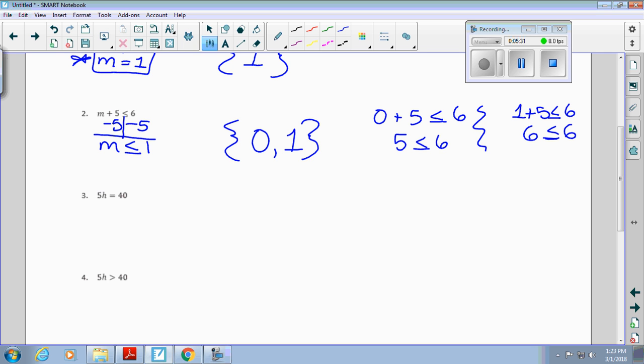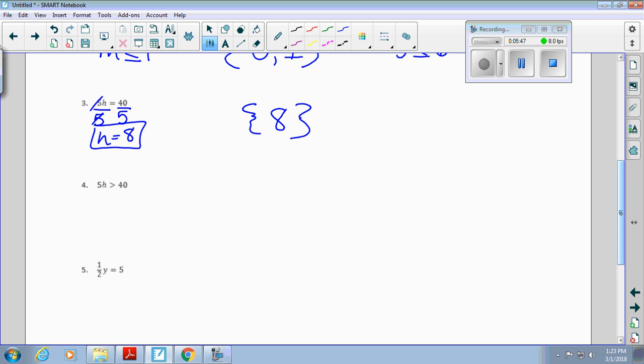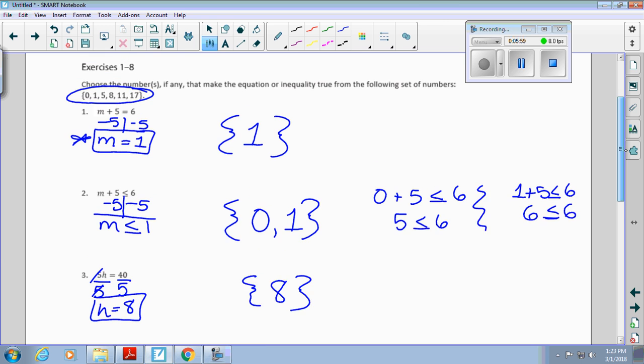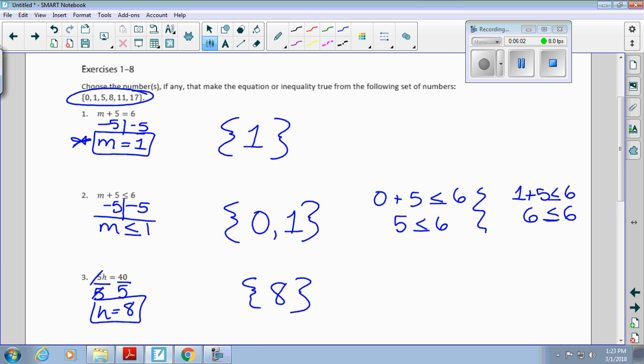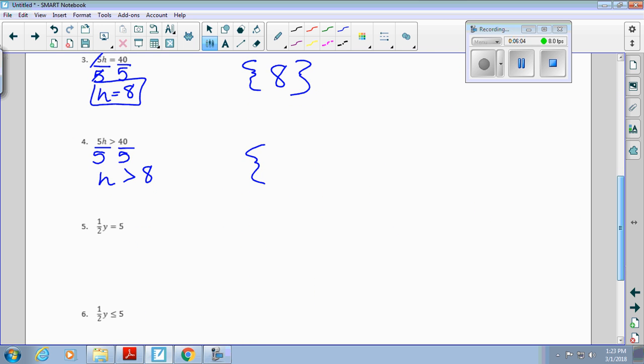Number 3, we have 5h, so we divide each side by the coefficient, which is going to leave you with h equals 8. And 8 is in our list of possible solutions, so our solution set is 8. In this case, you're going to divide each side as well. You're going to be left with h is greater than 8. So we're looking for any number that is bigger than 8. If you scroll back up, you would say that 11 and 17 are greater than 8.